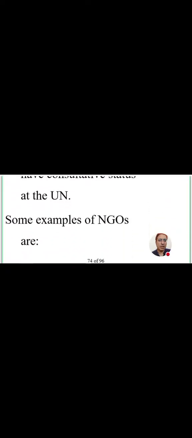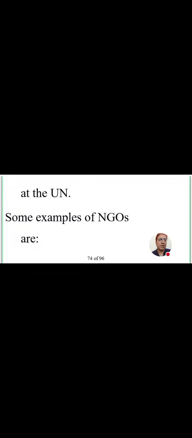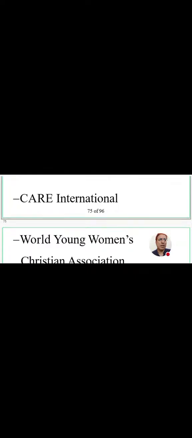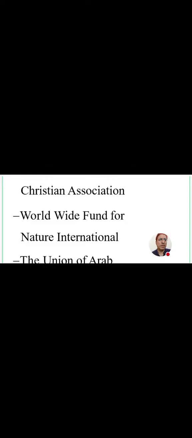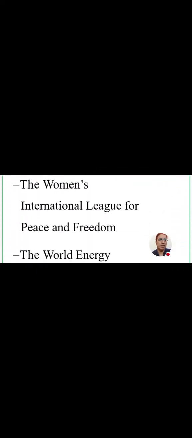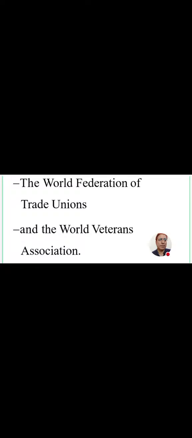Many of these types have consultative status at the United Nations. Some examples of such NGOs are the Academic Council on the UN System, the Canadian Chemical Producers Association, Care International, the World Young Women's Christian Association, the Worldwide Fund for Nature International, the Union of Arab Banks, the Women's International League for Peace and Freedom, the World Energy Council, the World Federation of Trade Unions, and the World Veterans Association. These are some examples. It is not an exhaustive list.